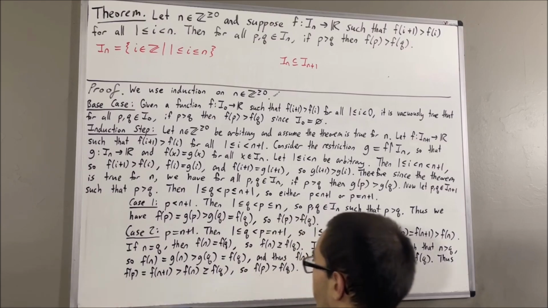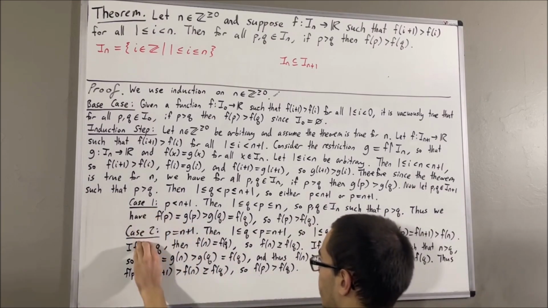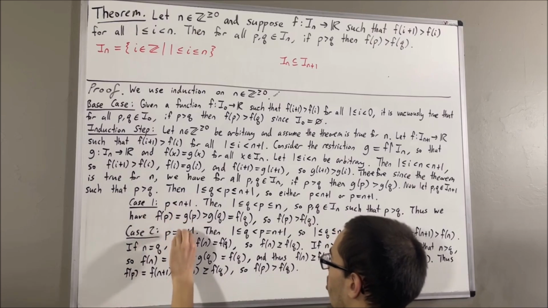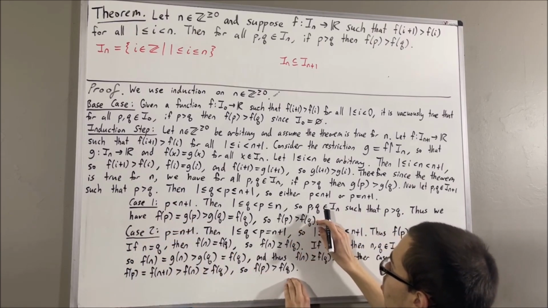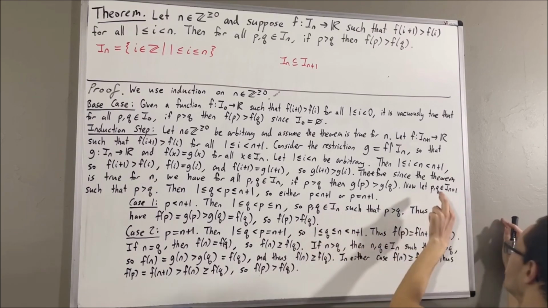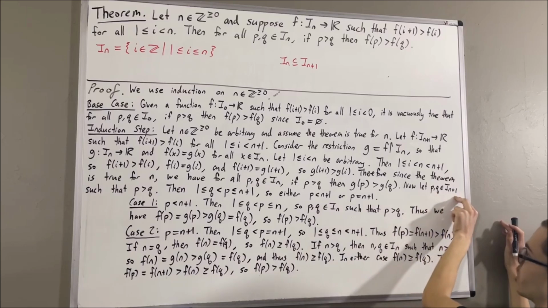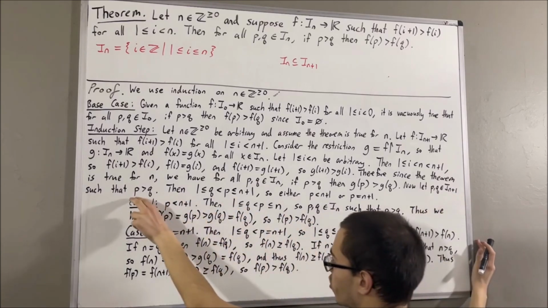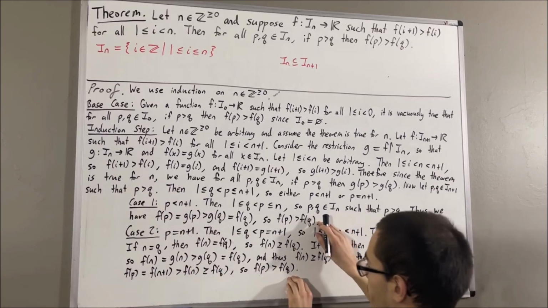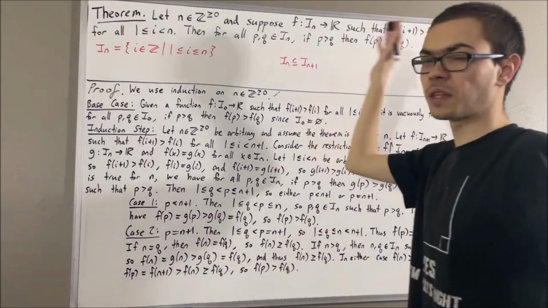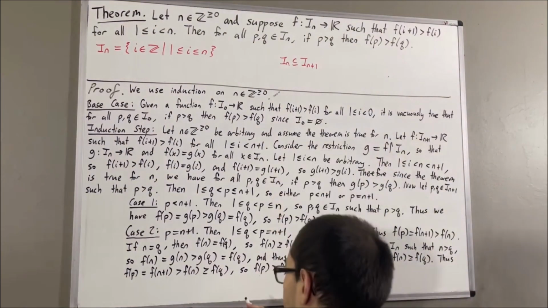And we're done. We see, in either case, whether we have p less than n plus 1 or p equal to n plus 1, we have that f of p is greater than f of q. So, putting this all together, we see, given any two integers p and q in I_(n+1), if p is greater than q, then f of p is greater than f of q. So, this proves that the theorem is true for n plus 1.